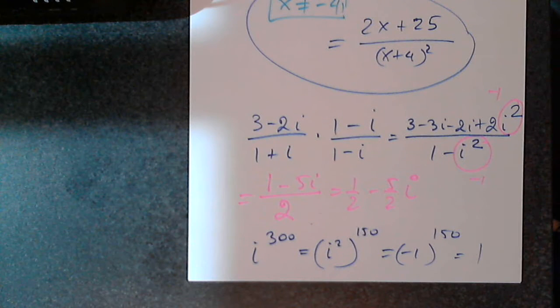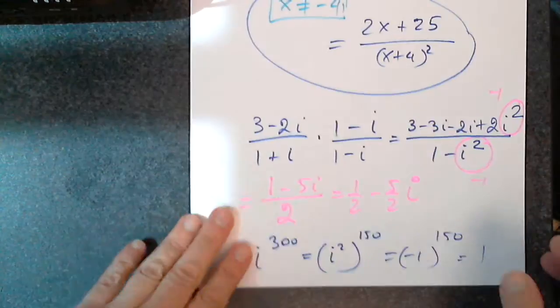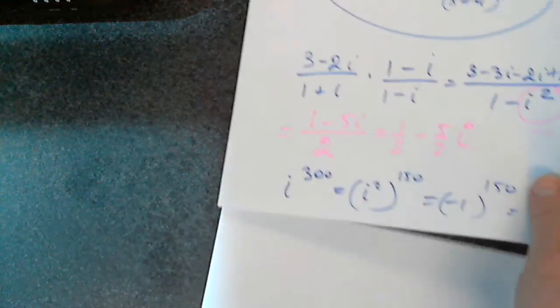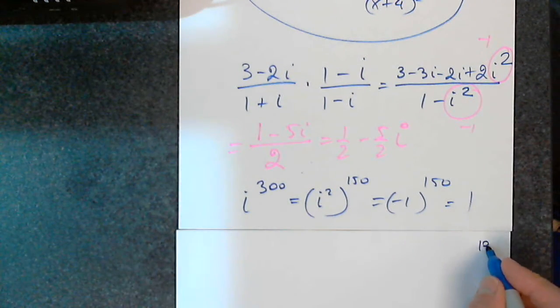So since you chose an even number, I divided by 2 and I replaced it by i squared to 150. If you had given me an odd number, I would have split it into, can you do an odd number? Yeah, just give me any odd number. I cannot have a negative number.